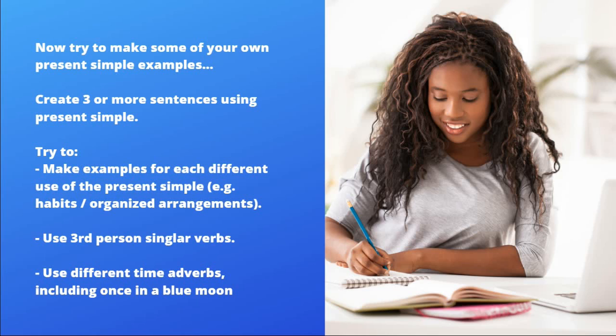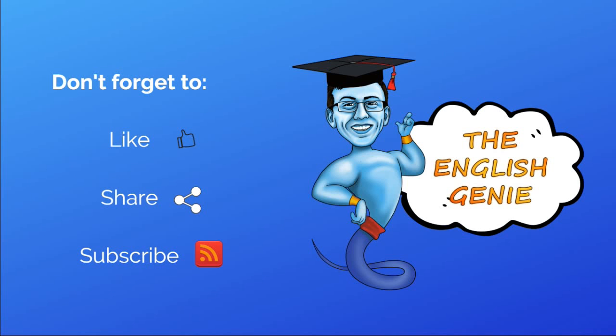For example, habits or organized arrangements. You should use the third person singular verbs. My bad, there should be a you in the word singular. And lastly, try to use some different time adverbs, including once in a blue moon. Okay? So give it a go, guys.